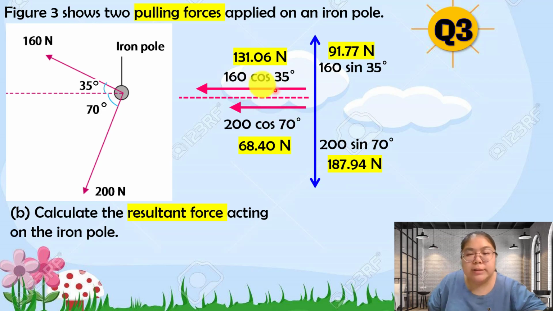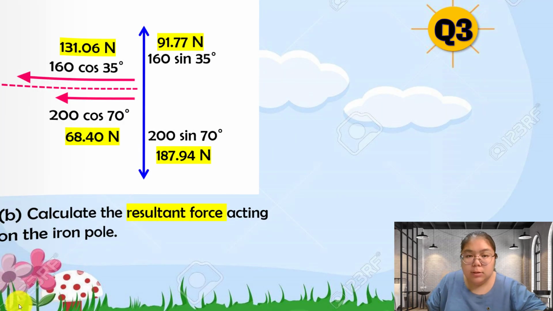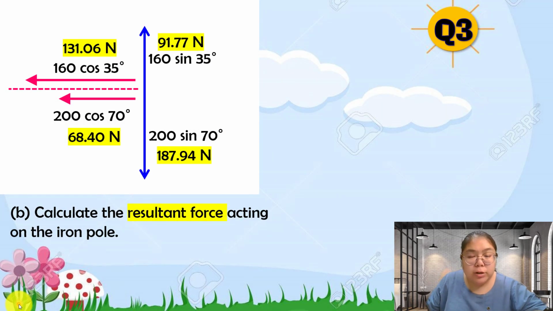Now you can see the Fx. Fx is the same direction, so we just plus. We know the horizontal must go to the left hand side. How about the vertical? Vertical, you can see this one is 107.94. So this one is the bigger. After we minus, we follow the direction, going downwards. Now we continue with the calculation.